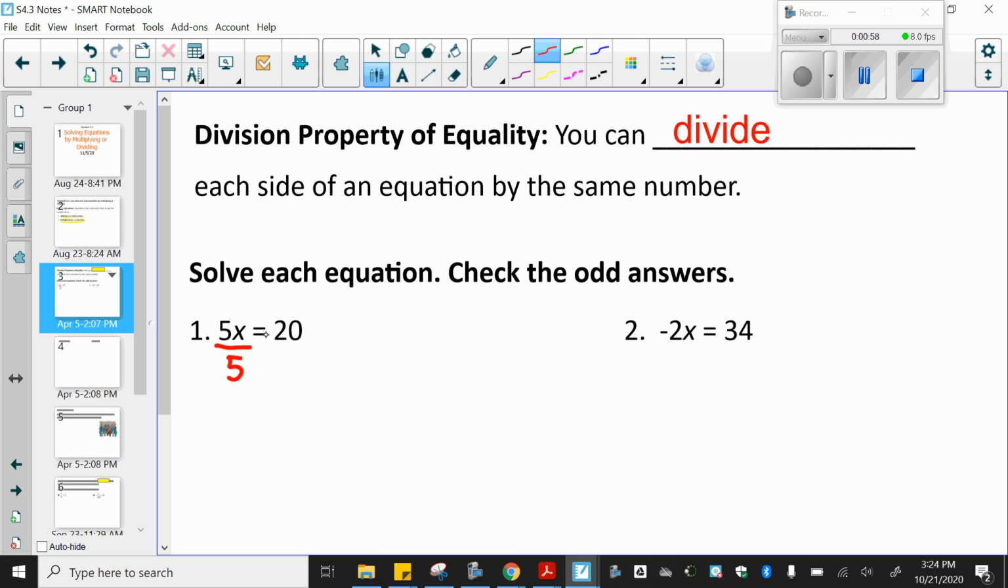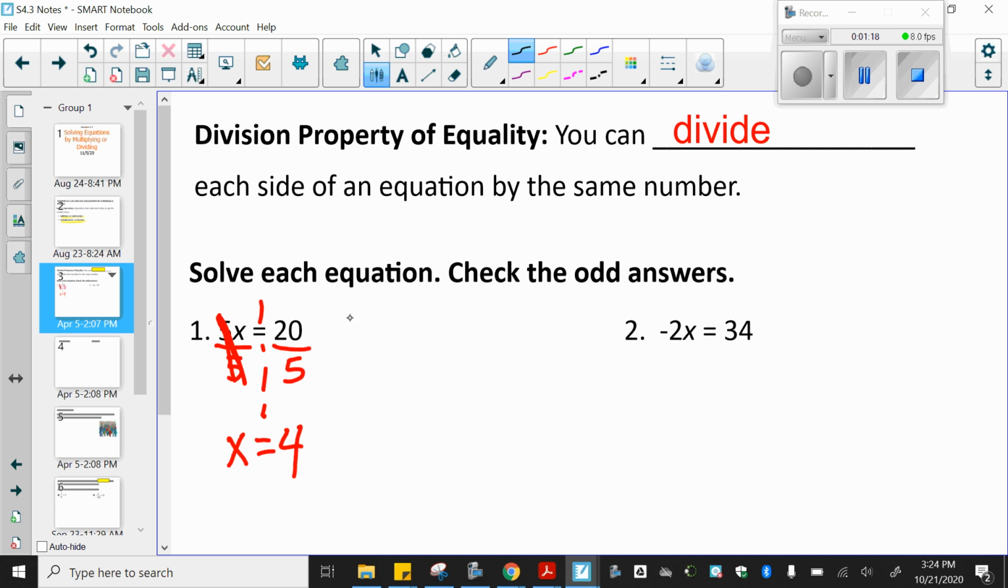I'm going to go across. Remember that imaginary fence we talked about before? Go across, divide both sides by 5. Work our way down. 5 divided by 5 makes 1, so instead of writing 1x, we're just going to write x. 20 divided by 5 is 4. All right, we can plug that back in.